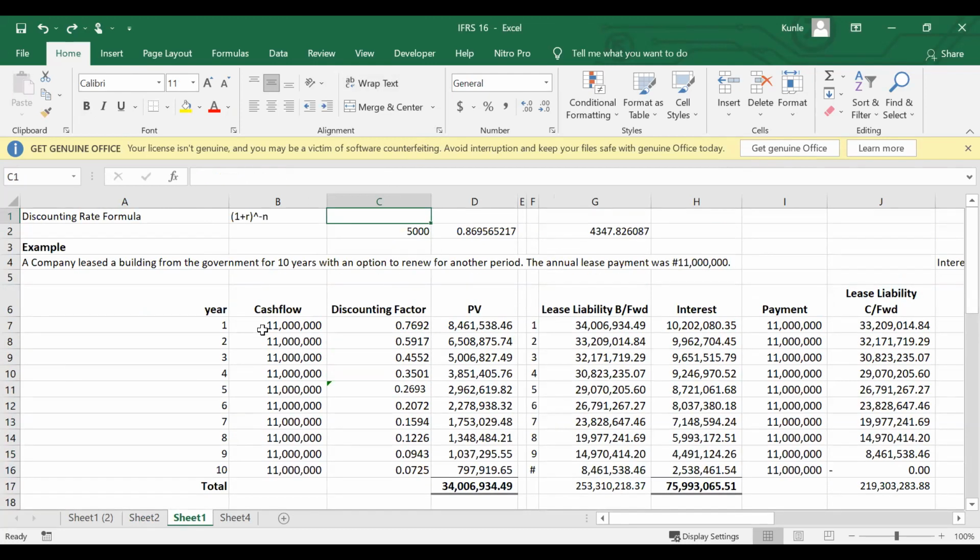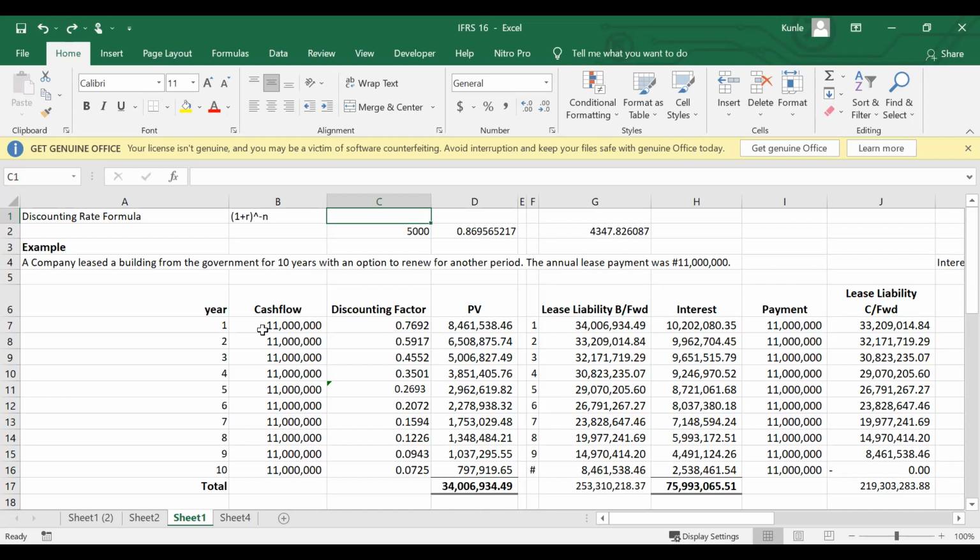Okay, a company leased a building from the government for 10 years with an option to renew for another period. The annual lease payments was 11 million. Please pay special attention to this. This is practical. It's just because of confidentiality sake that we can't come up with the agreement and all of that. Do you understand? Okay.